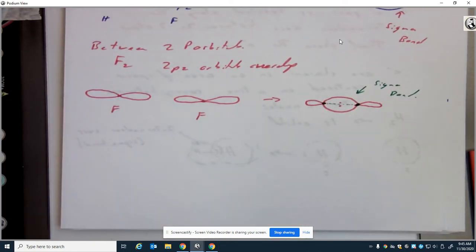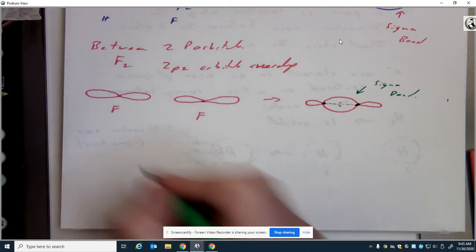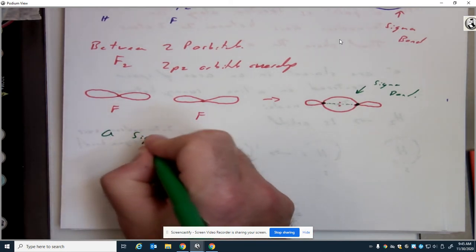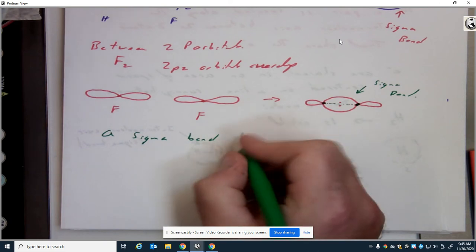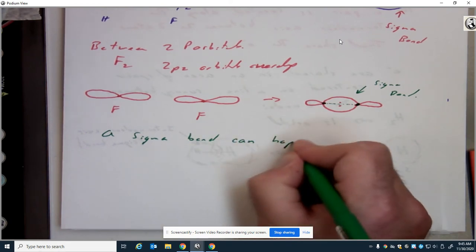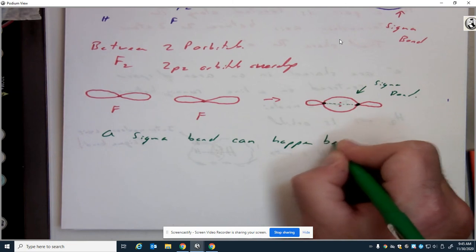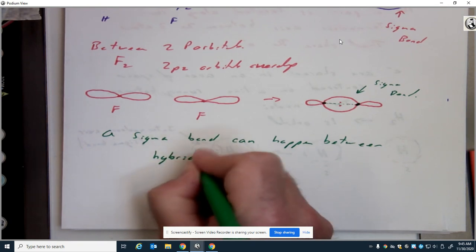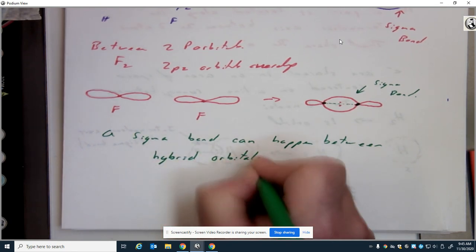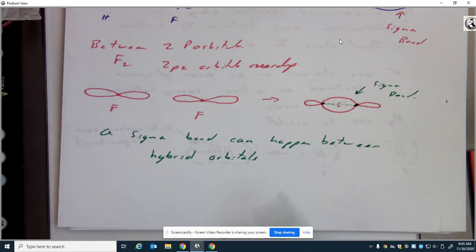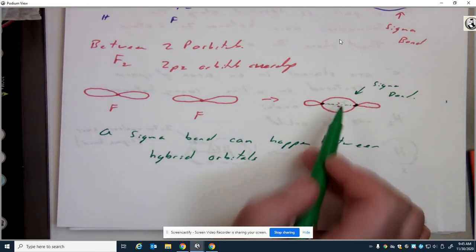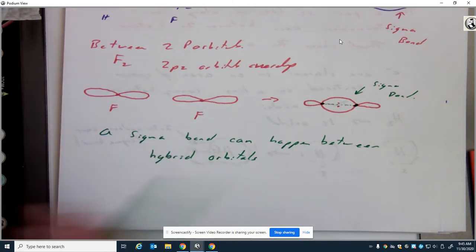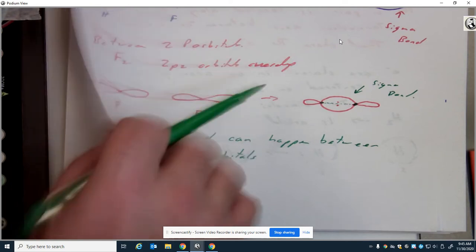Now, we haven't talked about them yet, but we're getting there. A sigma bond can happen between hybrid orbitals also. So we don't need to know what a hybrid orbital is yet, but just realize that these sigma bonds happen with these hybrid orbitals. And again, the electrons will just be centered on that internuclear axis. Now, there's one other type of bond that we're going to talk about, and that's called a pi bond.